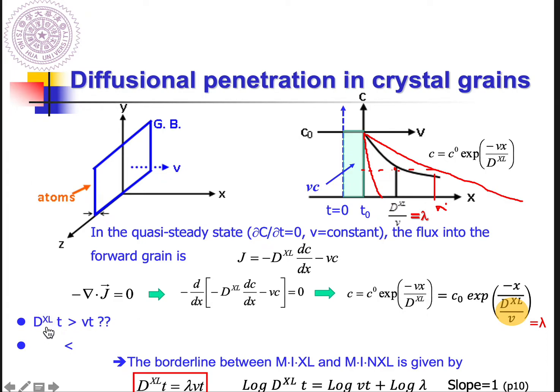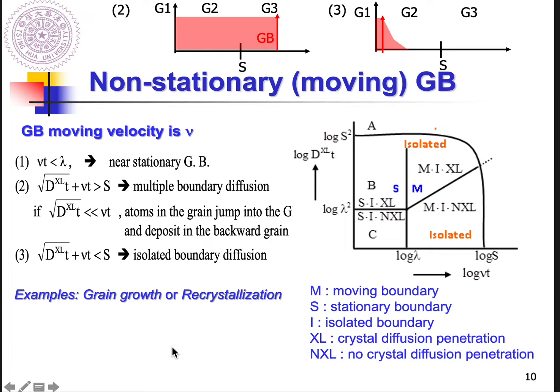If the diffusion distance √(Dxl t) is larger, that tells you that the diffusing atoms diffuse inside the grain. So we call it crystal diffusion penetration. On the contrary, if the √(Dxl t) is smaller than λ, very small, then it is non-crystal penetration. So now you have some idea.